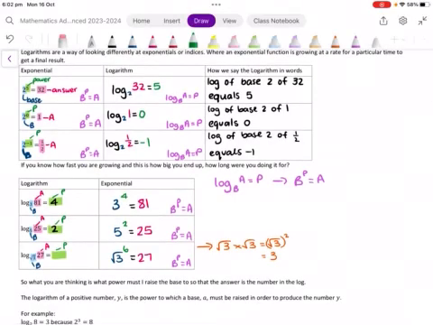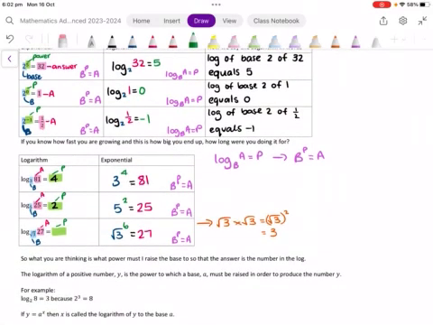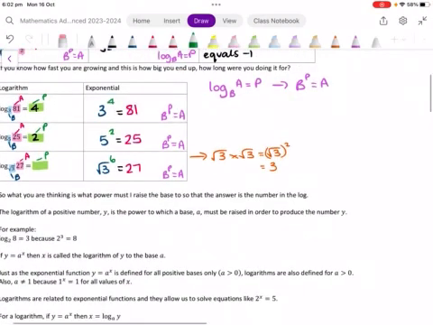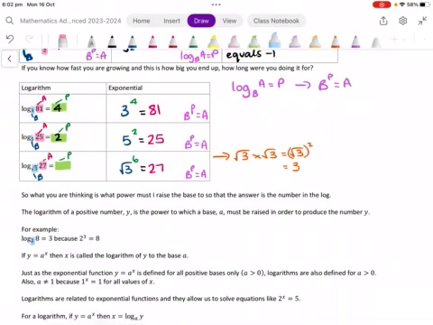So what you were thinking is, what power must I raise the base to so the answer is the number in the log? The logarithm of a positive number y is the power to which a base a must be raised in order to produce the number y. So for example, log base 2 of 8 equals 3, and this is because 2 to the power of 3 is equal to 8. So if y equals a to the power of x, then x is the logarithm of y to the base a.